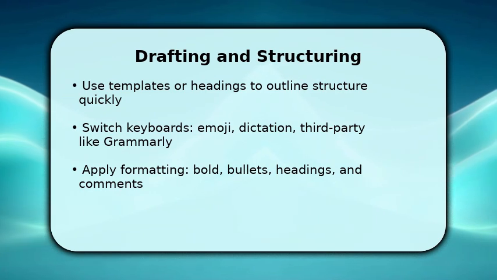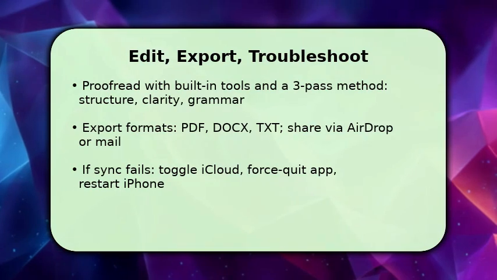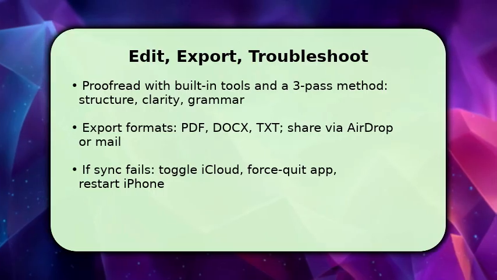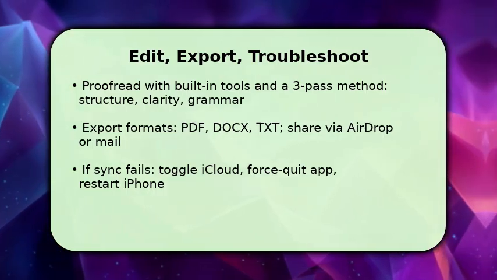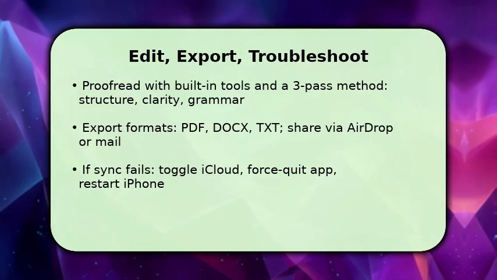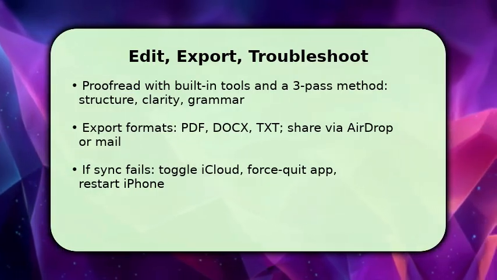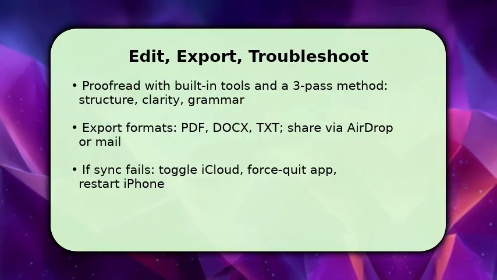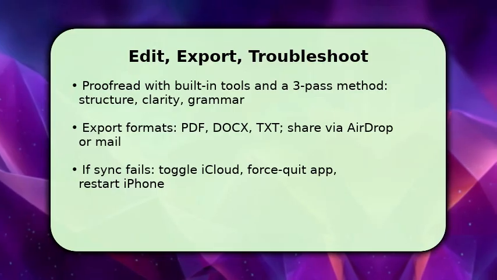Finish by editing and exporting. Perform 3 passes. Check structure first, then clarity, and finally grammar and punctuation. Reading aloud exposes awkward phrasing. Use the app's built-in editor or a third-party check for grammar, then export to the format you need: PDF for sharing, docx for collaborators. If something goes wrong, try the key troubleshooting step.